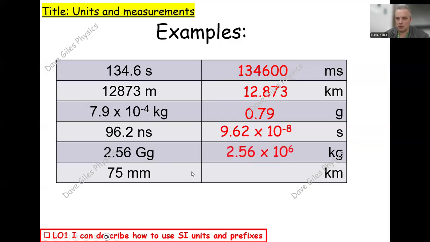And now it's the other way around. We're going from millimeters to kilometers. So 75 millimeters, and then we're going to kilometers. So we've got 10 to the minus 3, then we're dividing by 10 to the positive 3. So that gives us 10 to the minus 6. So it's 75 by 10 to the minus 6, or 7.5 by 10 to the minus 5. Okay.